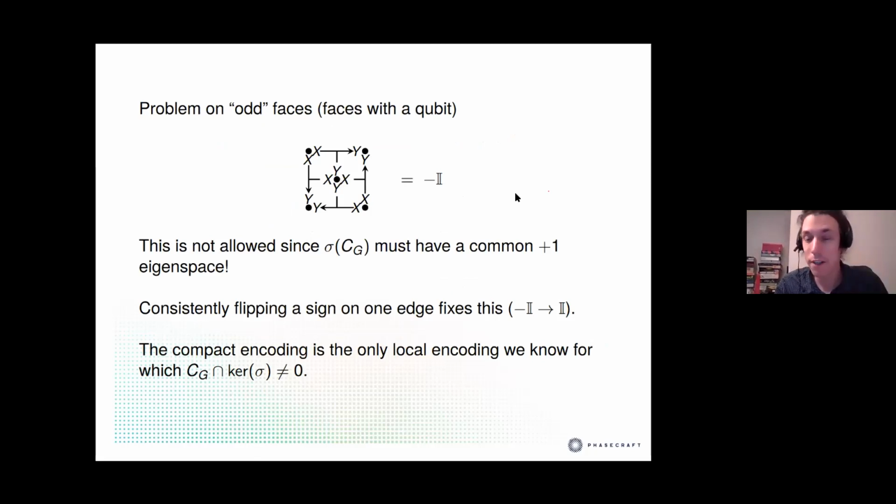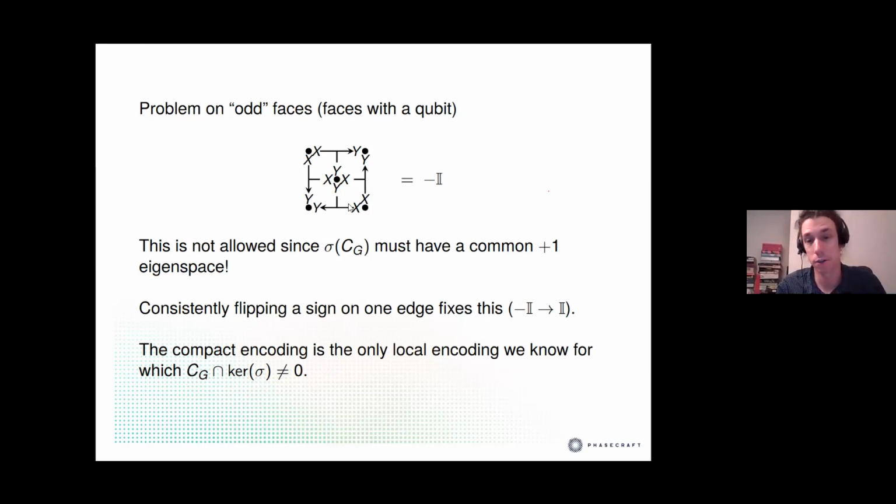And now on the odd faces, where there is a qubit on the face, we do the same thing. We take the product of our edges. And it turns out when you do this, you get minus the identity. And this is a problem, right? Because we demand that the representation of our cycles must have a common +1 eigenspace, okay? So how do we fix this? Well, it turns out you can fix this by just consistently flipping a sign convention on one of the edges around this square. And you can do this without interfering with any of the other ones. And so this problem can be resolved.